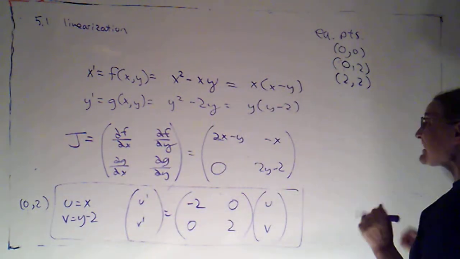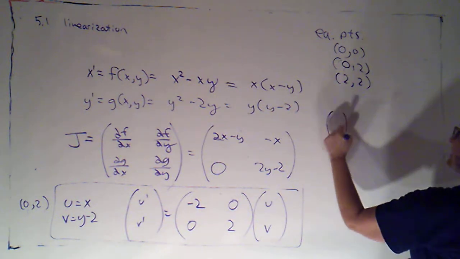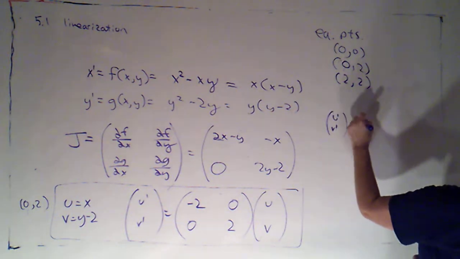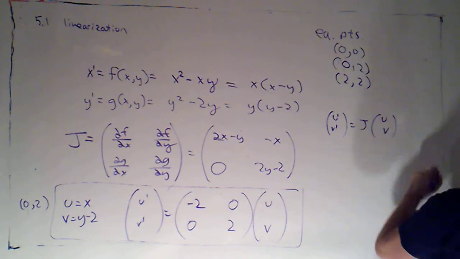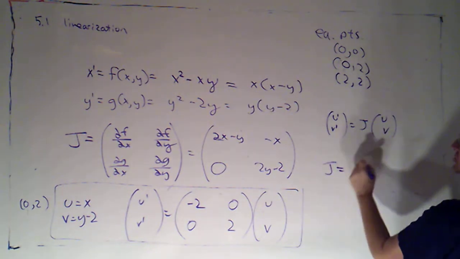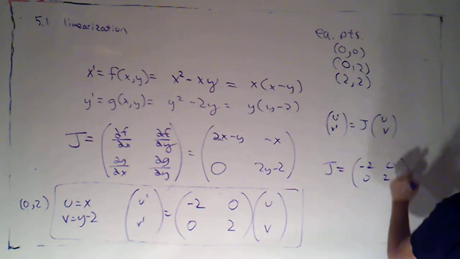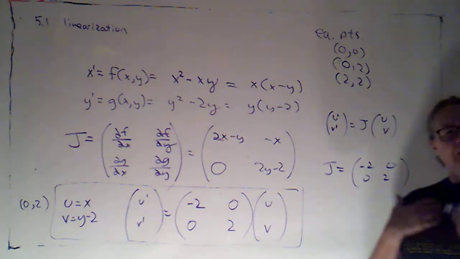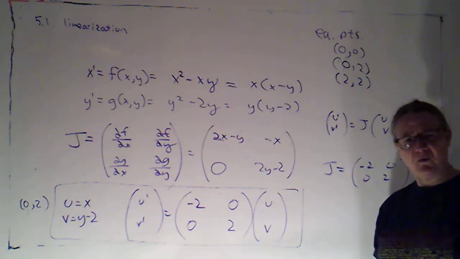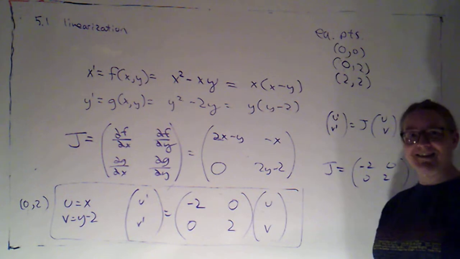Okay, that's not the same as writing u prime, v prime equals J u, v, and then somewhere else writing J is negative 2, 0, 0, 2. You're giving me the pieces, but you're expecting me to put them together. That's not what I'm asking you to do. I'm asking you to do it.